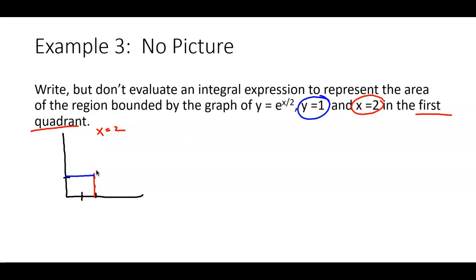So there's that. Now here's the problem. I have no idea what this looks like. Well, I actually do, but I'm going to pretend I'm like you guys. You guys know what that graph looks like?